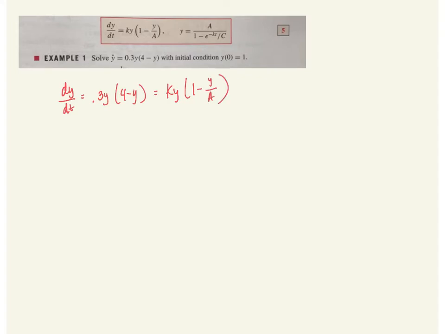So the first thing we need to do is factor that 4 out so that the first term in the set of parentheses is a 1. So this is equivalent to 1.2 times 1 minus y over 4. And now we can see explicitly what our k is and what our a is. That was our whole job right now. So the k value is 1.2 and the a value is equal to 4. Okay, so from this we can come up with our general solution.